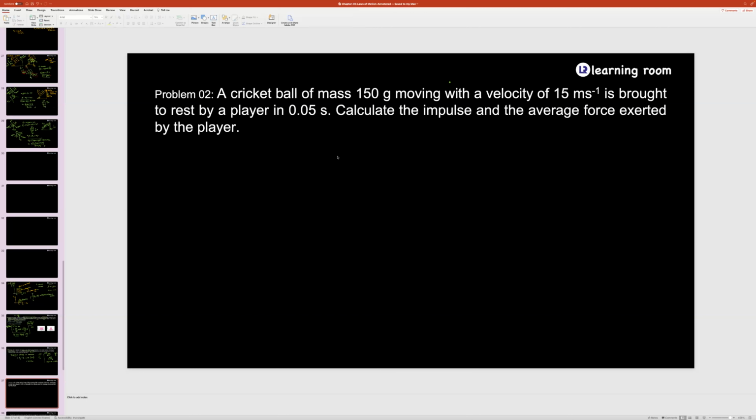Okay. Second, what is the average force that you need to apply? So impulse is equal to force into time. So force will be equal to impulse by time. So what will be the answer?